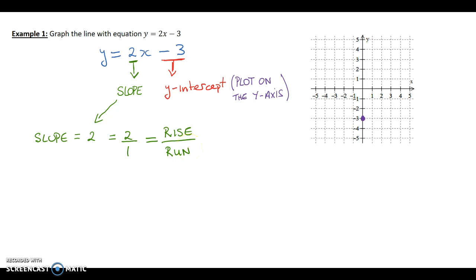Now, how does that help us? Well, it helps us in this way. What we'll do is we'll begin at the y-intercept. So we're going to begin at negative 3. The run tells us to move to the right. Move 1 square to the right.